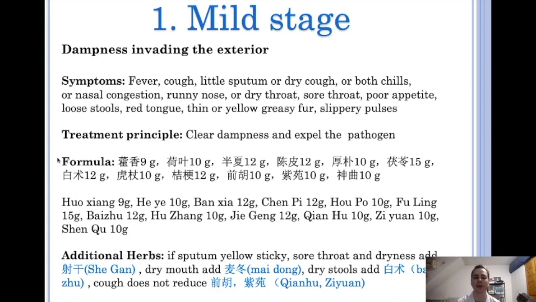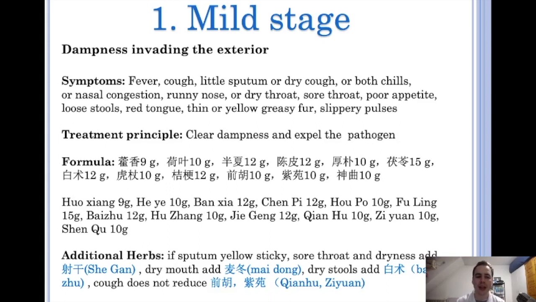In this case, we have the formula there and we add some herbs. Down here I wrote all the herbs, okay? I'm not going to read them all, because otherwise the video is going to be too long. So you can check there. I wrote the names of the herbs in Chinese and also in Pinyin, so you can check if you have any questions, okay?